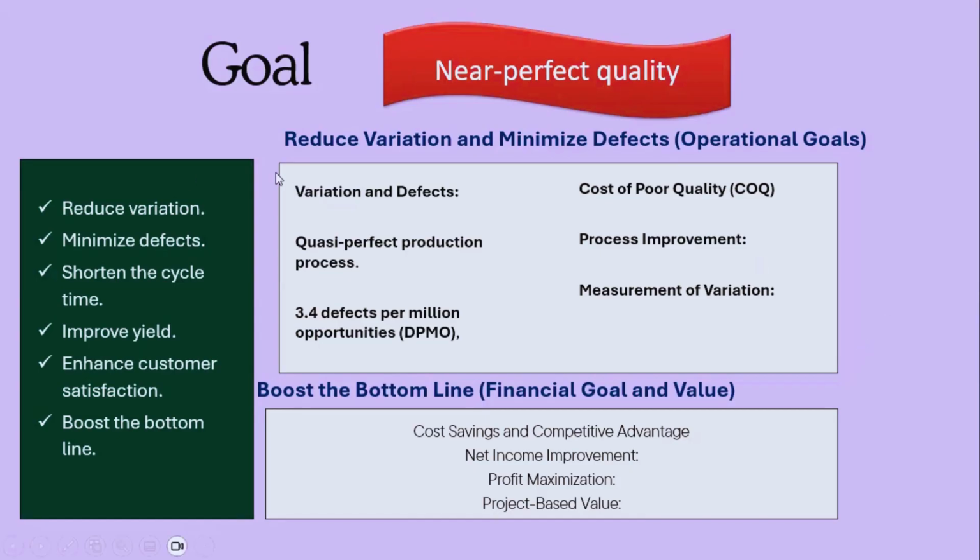Okay, so what am I going to achieve here? Reduce variation and minimize defects, shorten the cycle time. This is very important, right? When I bill the claim, how quickly am I going to get the money. Improve yield, enhance customer satisfaction, boost the bottom line. It's nothing but your revenue, right? Variation and defects, a near-perfect production process, 3.4 defects metrics, COQ, process improvement, measurement of variations. This is what we are going to do.